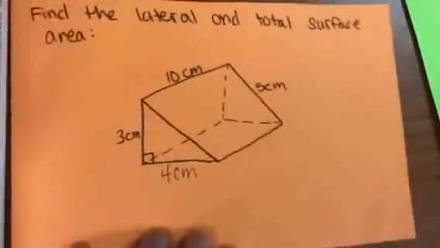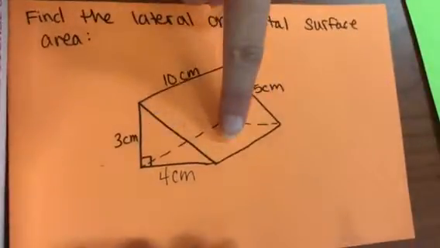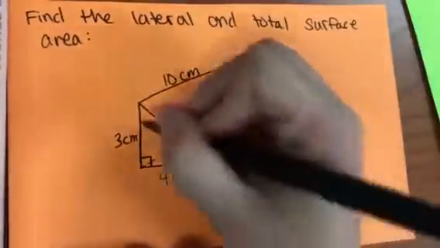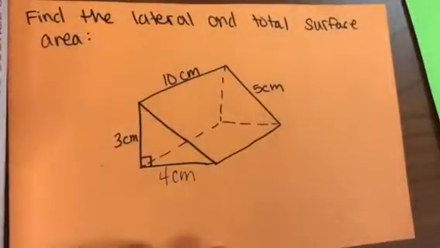Ooh, what shape is that? Triangular. It's not a rectangular prism. If you called it a rectangular prism, then they would all be rectangles. But we've got a couple of triangles. Therefore, it's a triangular prism.